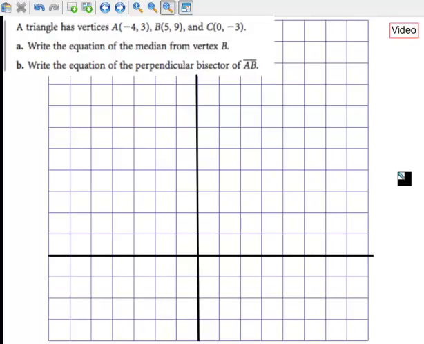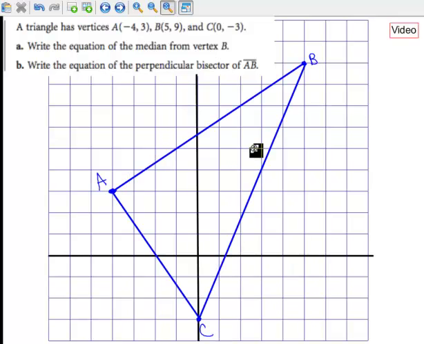So let's try it. We have a triangle here with vertices A at -4, 3, B at 5, 9, and C at 0, -3. So let me plot that. There's my triangle. We are asked to write an equation for the median of vertex B. Okay, so the median of vertex B would go from B to the midpoint of AC. So first, I'm seeing that we need to find the midpoint of AC.